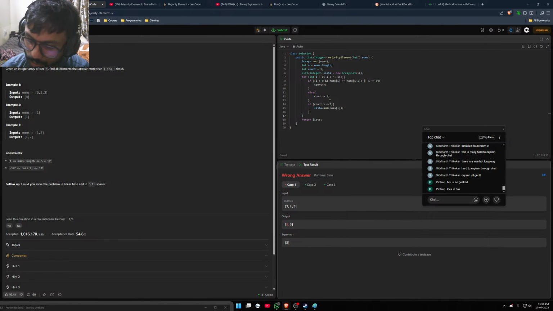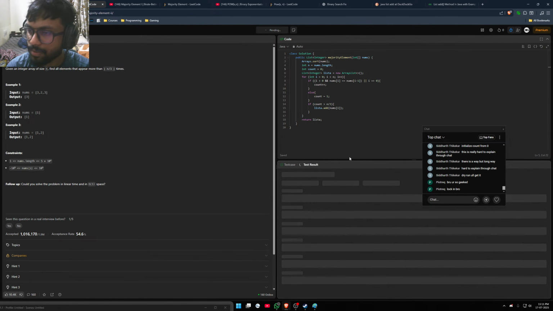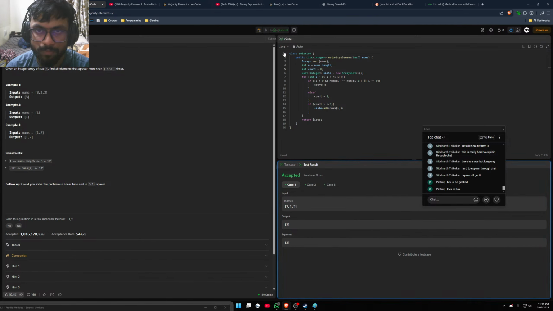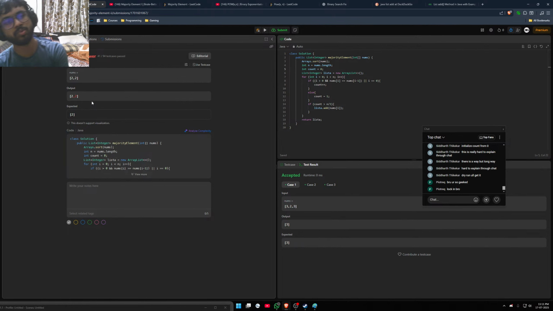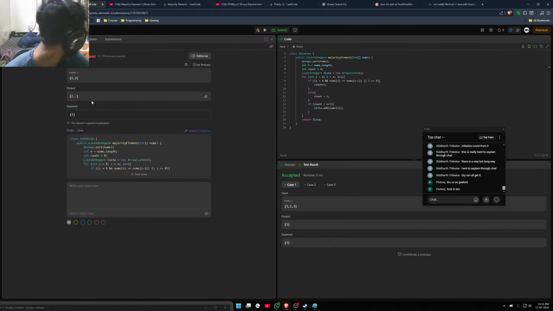Because the count already is 1. Okay, so this 0 should be... this won't be 100% true for all the cases, I think. If it's 2 comma 2, this doesn't work.